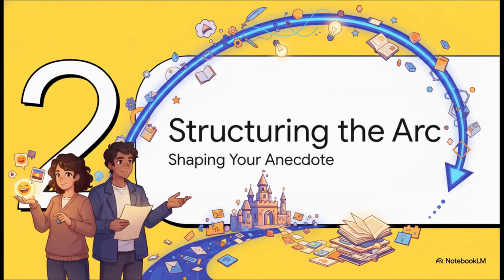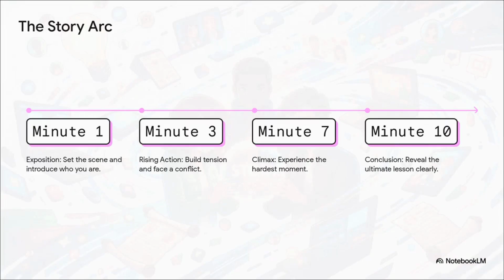All right, moving on to step 2, structuring the arc and giving shape to your anecdote. Because here's the thing, even the most intensely personal anecdotes need a solid structural framework to keep people watching. A collection of memories is not a story until it has a shape. By pacing your arc across a visual timeline, say a 10-minute structure, you're making sure your central message lands exactly when it needs to. Let's go back to that grandmother's recipe example.